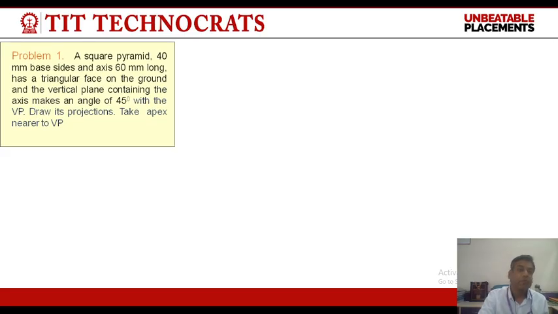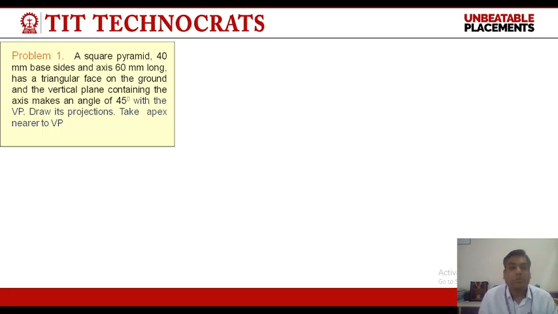Now, we will start the projection by considering a problem. A square pyramid, base 40 mm side and axis 60 mm long, has a triangular face on the ground, and the vertical plane containing the axis makes an angle of 45 degrees with the VP. Draw its projection.